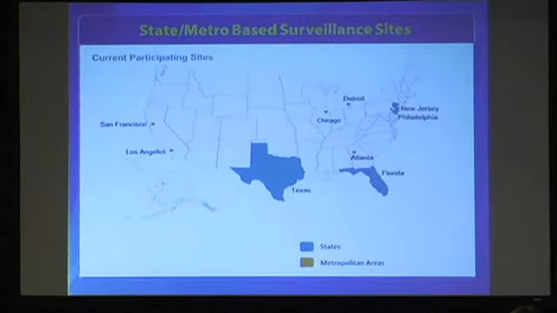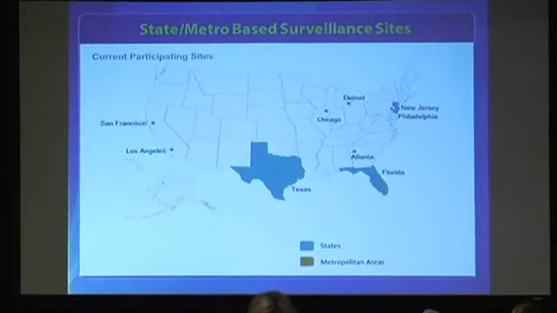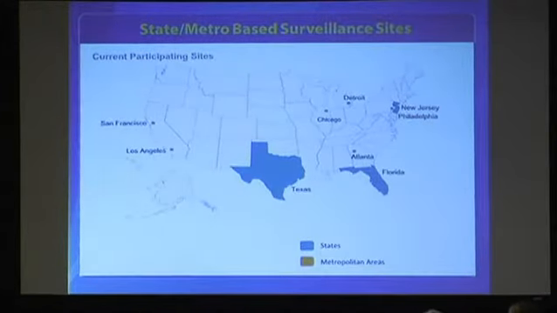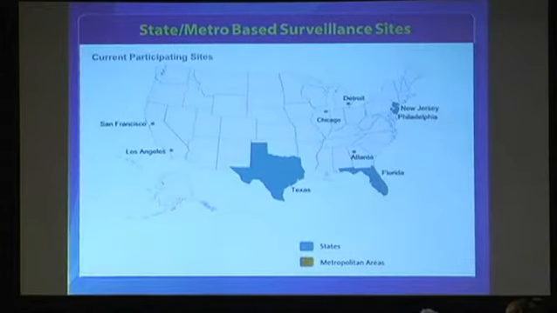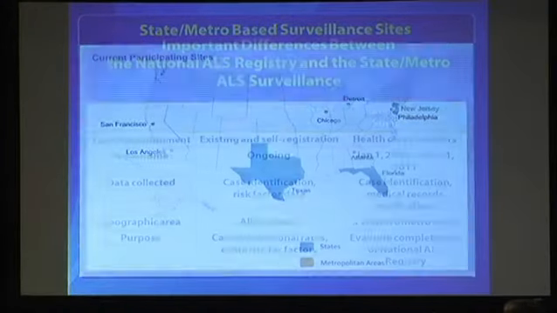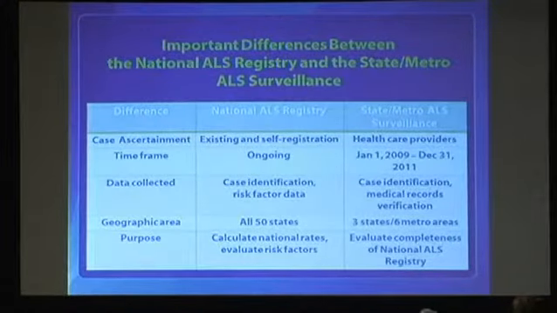Another important thing about the state and metro surveillance is we strategically pick locations because we're interested in oversampling by subpopulations. So, Detroit, Atlanta, we really want to see how ALS is affecting African Americans. Same on the West Coast, trying to get various subpopulation groups. So that's another key.